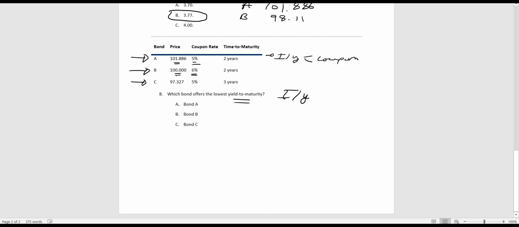In this case, the coupon rate is 6%, and the bond price is at par. We know if the bond price is at par, then the coupon rate is going to equal the yield to maturity. So the yield to maturity, we don't even need the calculator, is going to be 6%. And then in this case, we've got a 5% coupon rate, but it's being bought at a discount. So we know that the yield to maturity is going to be greater than the coupon rate, greater than 5%.